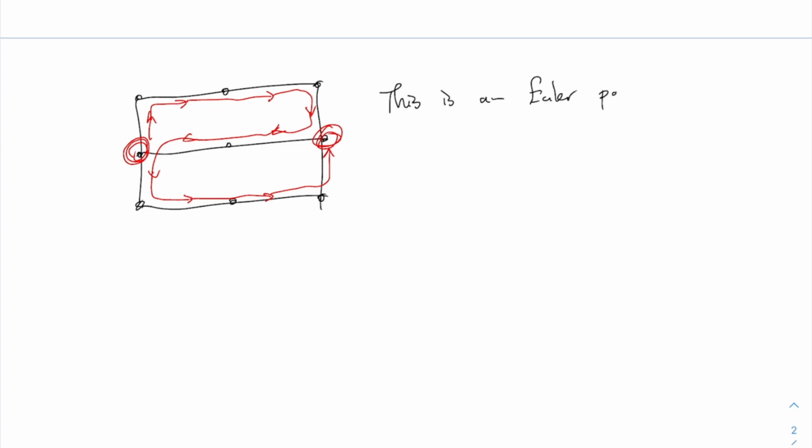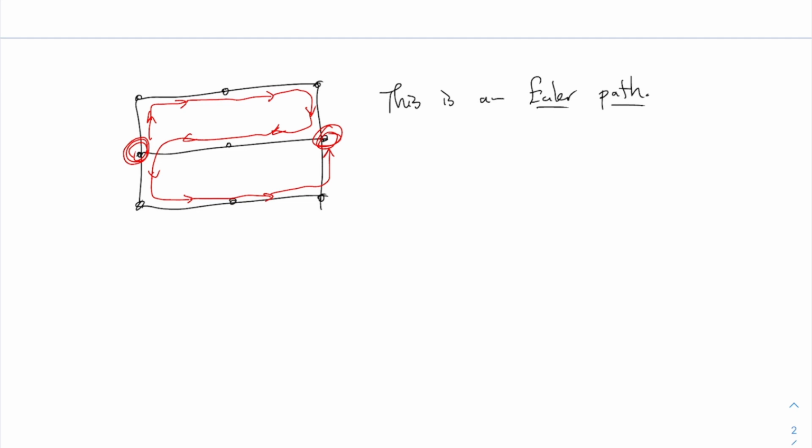So this is an Euler path. All right? That means it uses every edge once without repeating any edges, but it's not a circuit. It starts at one place and ends at a different place. All right? That's an Euler path. Now, how do you know if an Euler path exists or not? Actually, there's a similar, simple trick for deciding whether or not Euler paths exist.